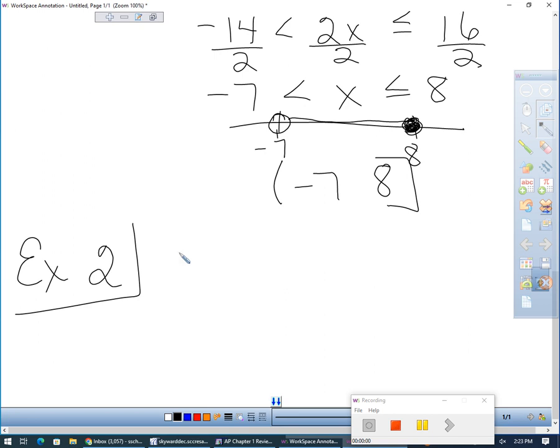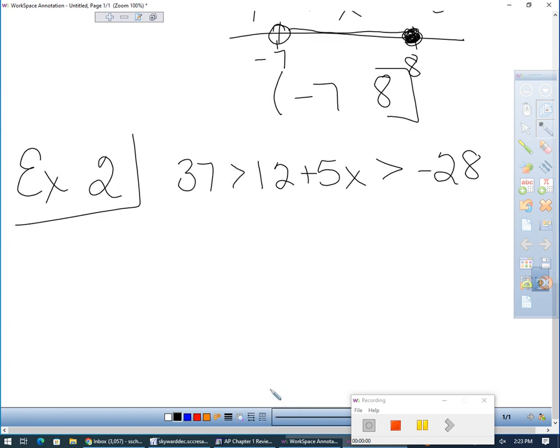Let's go with 37 is greater than 12 plus 5x greater than negative 28. All right, so what kind of problem do we have here? Because x is in the middle of two inequality signs, right? Okay, so then we want to get x by itself. What do you want to do first? Subtract 12. I like that idea.